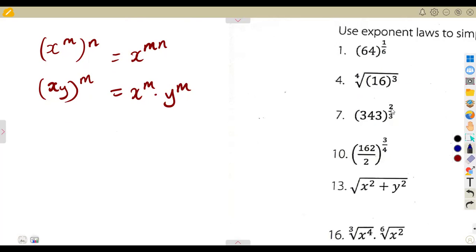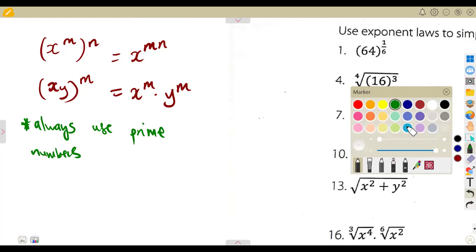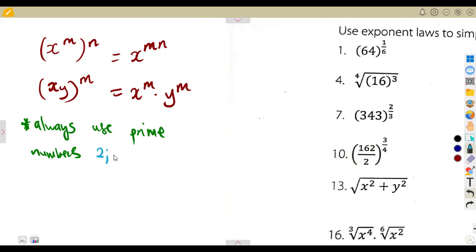So I say that, as long as you are simplifying exponents, the first thing you're supposed to consider is that you should always use prime numbers. If you want to be safe, try by all means to use prime numbers. Why? Prime numbers are the simplest numbers that we can ever talk about on earth, because each is just one and itself: 2, 3, 5, 7, 11, 13, 17. These are prime numbers. So that's the simplest number that we can ever have on earth.